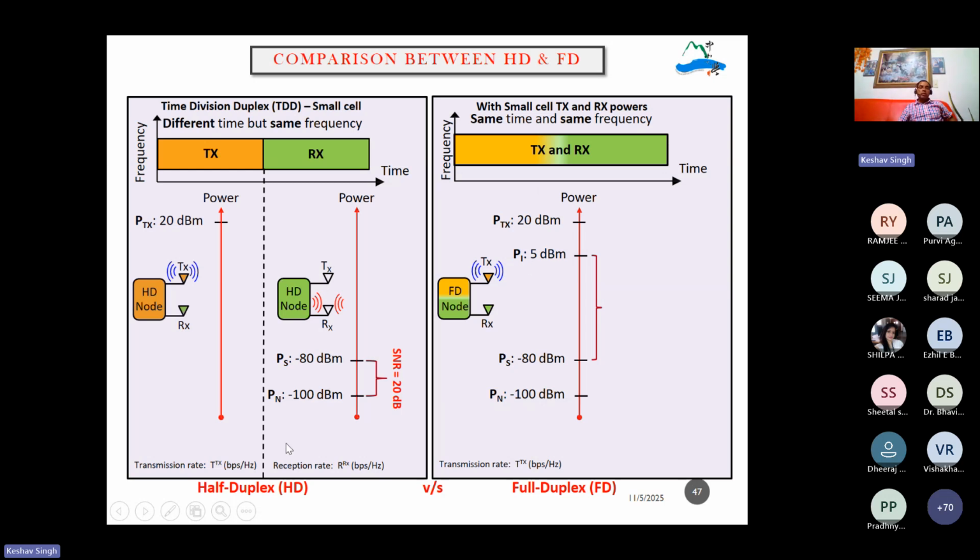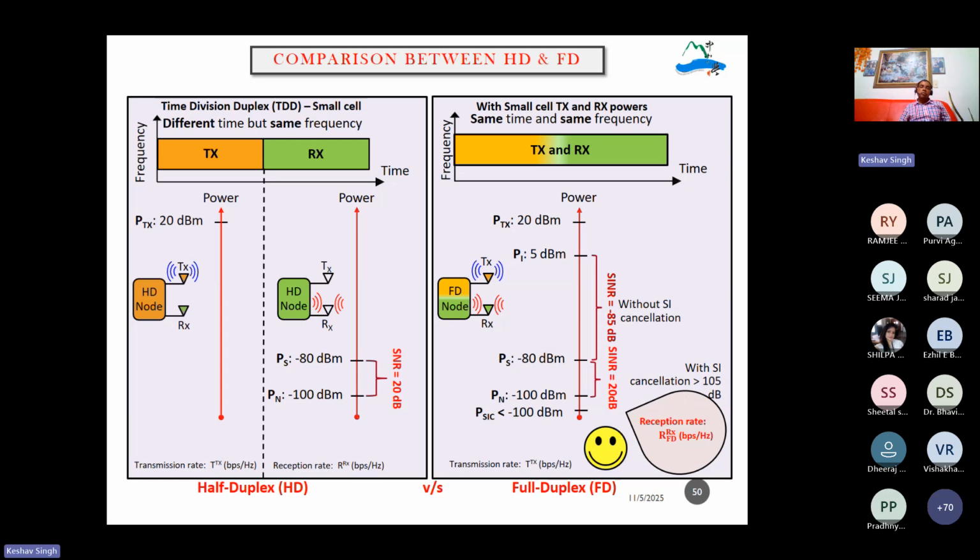The first one is half duplex. So in half duplex here the SNR is 20 dB, because this is minus 80, this is minus 100, so this is 20 dB. And in case of full duplex, because this self interference is dominating, the SNR is minus 80 dB. So that means the reception rate here is R, and here the reception rate is 0. Now, if we bring this SI below the noise level, the SNR will become 20 dB, and here we have a certain rate.